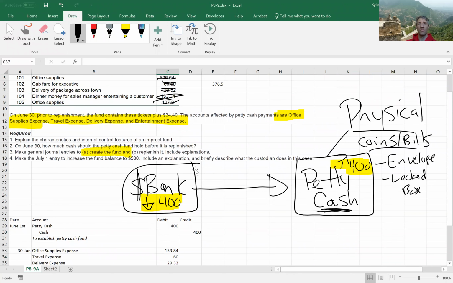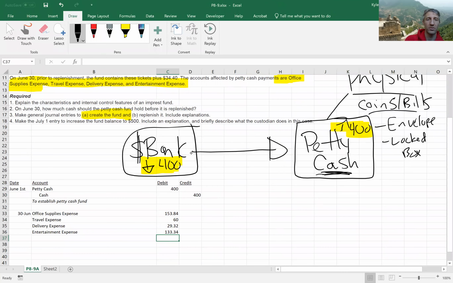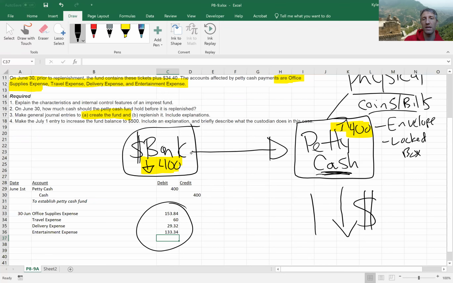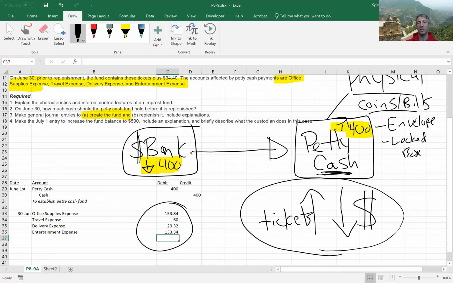So all of these expenditures here, we're doing these debits. This is money going out of petty cash. Remember, what went in were tickets. So money went out, what went in were tickets. Journal entries for these transactions don't happen until the petty cash fund gets replenished. We're replenishing it now, so we're doing the journal entry now. So we debit all of those expenses.